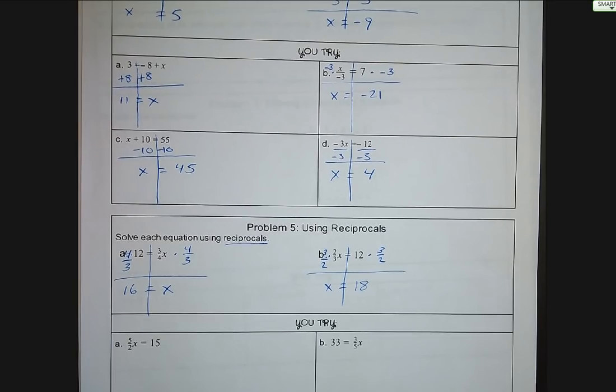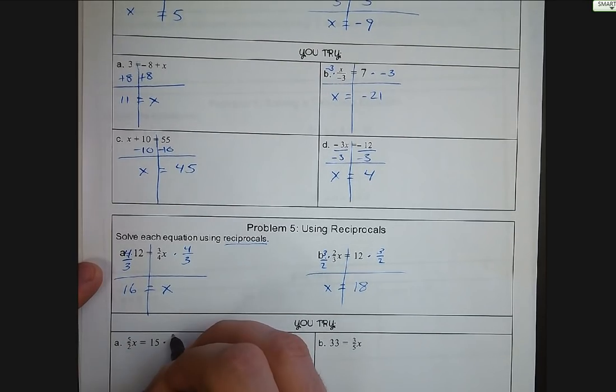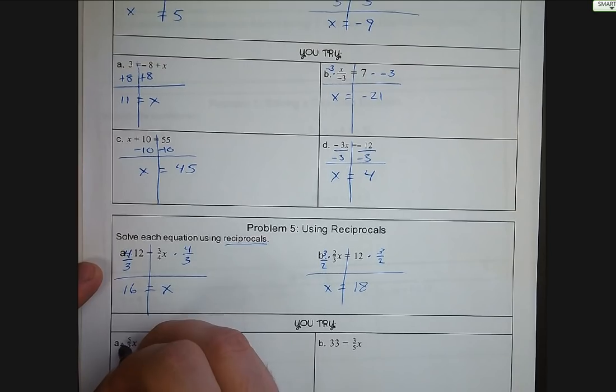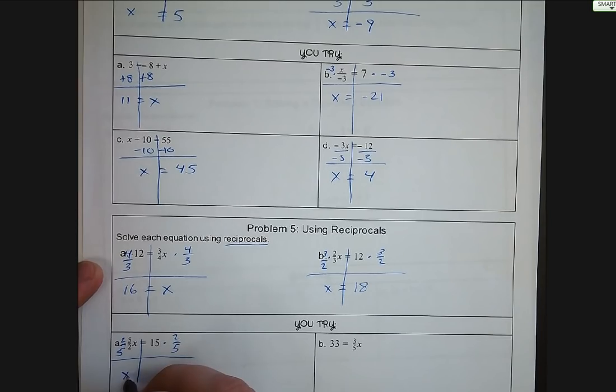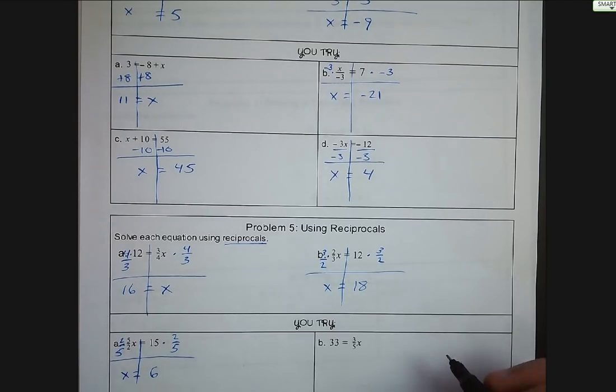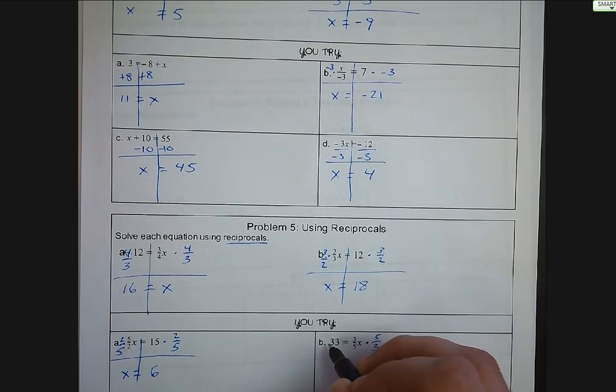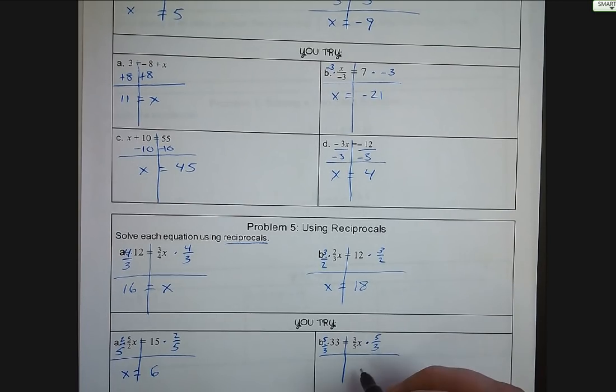So letter A, 5/2 x is equal to 15. We need to multiply both sides of the equation by 2/5 because that's the reciprocal. And so x is going to be equal to 6. All right. Letter B, we've got 33 is equal to 3/5 x. So we're going to multiply both sides by 5/3. And we get that x is equal to 55.